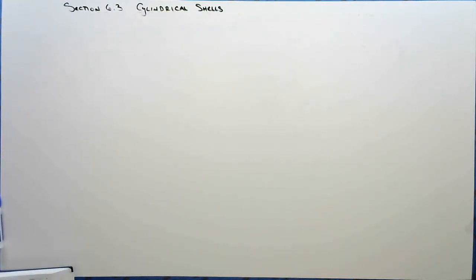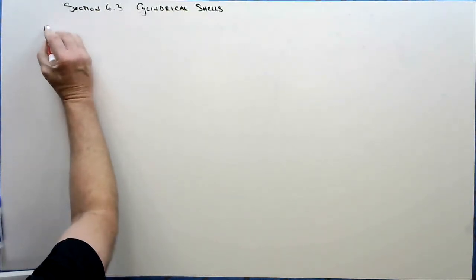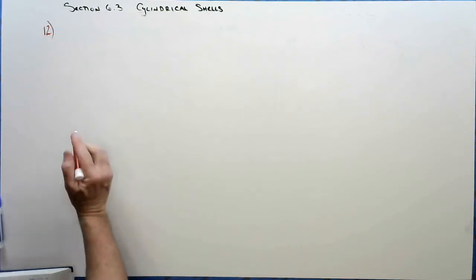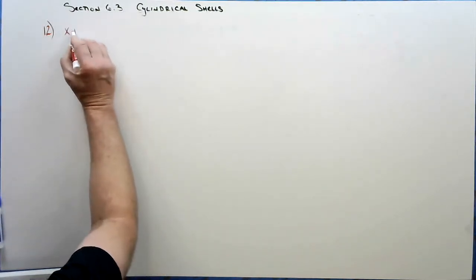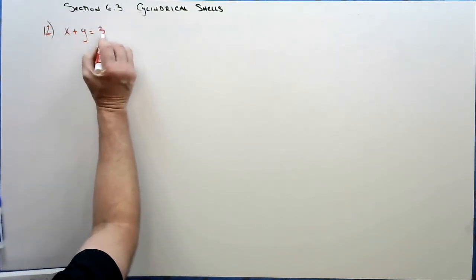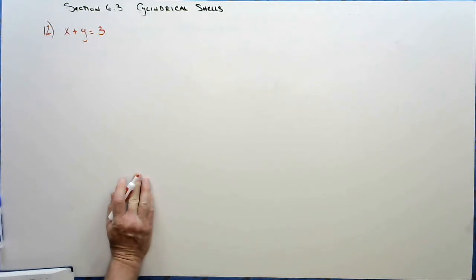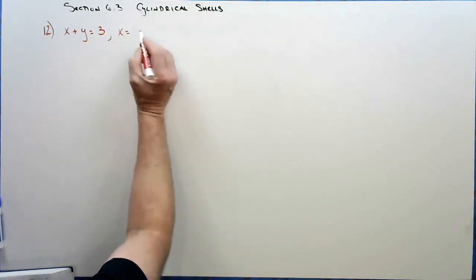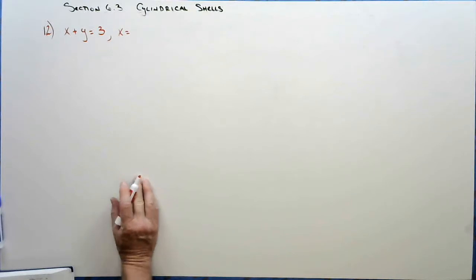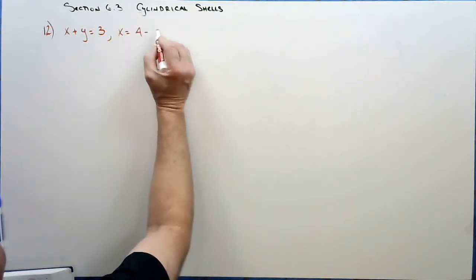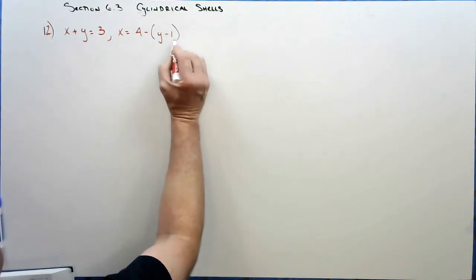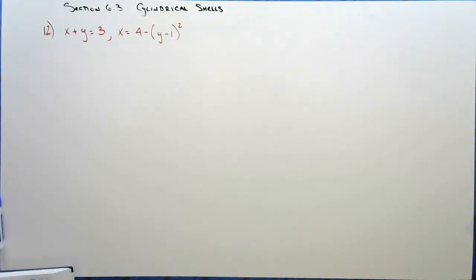Let's take a look at number 12. 12 is x plus y equals 3. And that's the same line that we just worked with, coincidentally. And then we have x equals 4 minus the quantity of y minus 1 squared. Right?